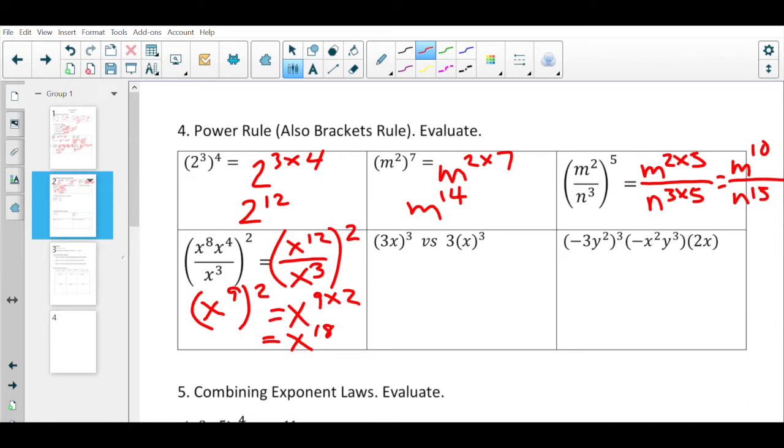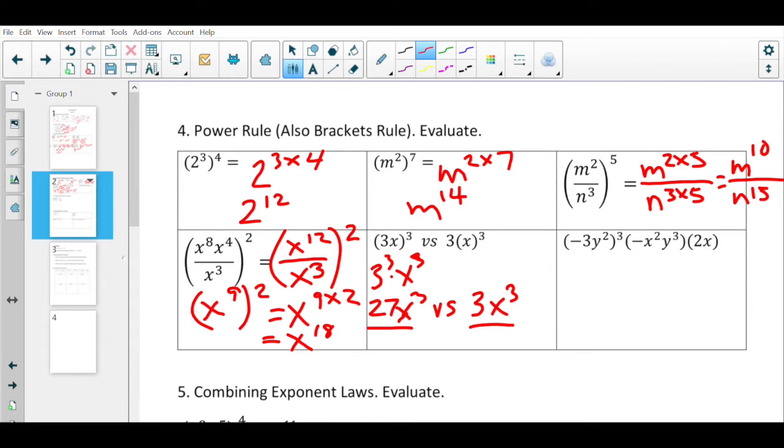Alright, brackets 3x to the 3rd versus 3 times x to the 3rd. How does that differ? So that's 3 to the 3rd times x to the 3rd. And that is 27x to the 3rd versus 3 times x to the 3rd. So you see brackets, and what the exponent is applied to or attached to makes a huge difference. Okay, so be mindful of that.